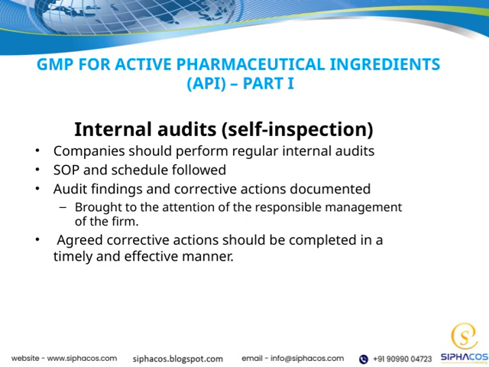During these audits, findings should be documented clearly, along with any corrective actions needed. It's essential that these issues are brought to the attention of the responsible management team promptly. Once corrective actions are agreed upon, they need to be completed in a timely and effective manner to close the loop and improve processes. All of this ties into the broader GMP framework for active pharmaceutical ingredients, or APIs, which we'll explore further. Internal audits help us identify gaps, enforce accountability, and ultimately ensure the quality of our products.